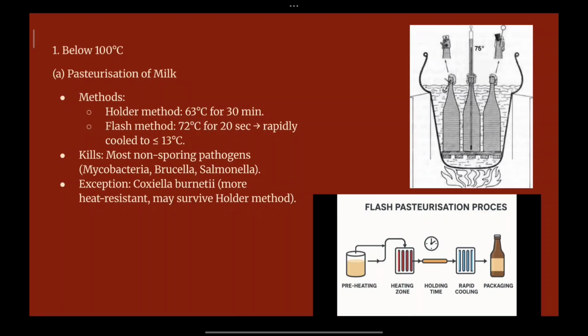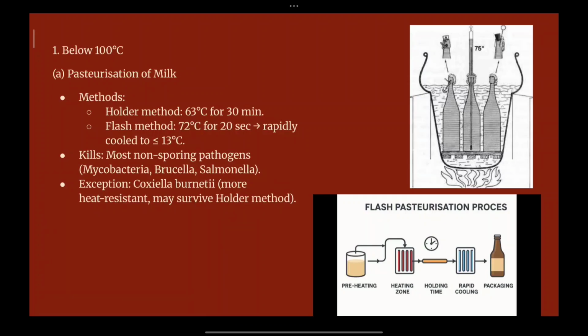Below 100 degrees Celsius, we can do pasteurization as one method of removal of any infecting bacteria or microorganisms present inside the milk. Pasteurization is simply boiling the milk. This pasteurization involves two different methods. One is the Holder method and the other one is the flash method.